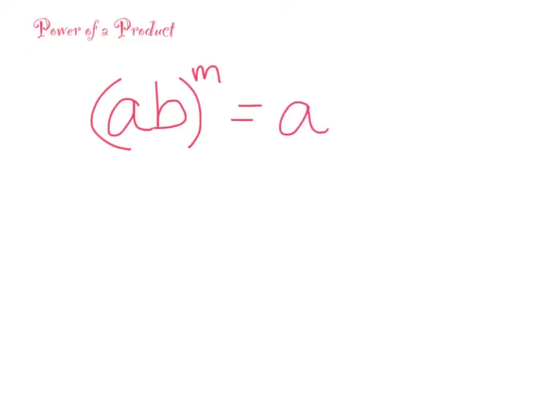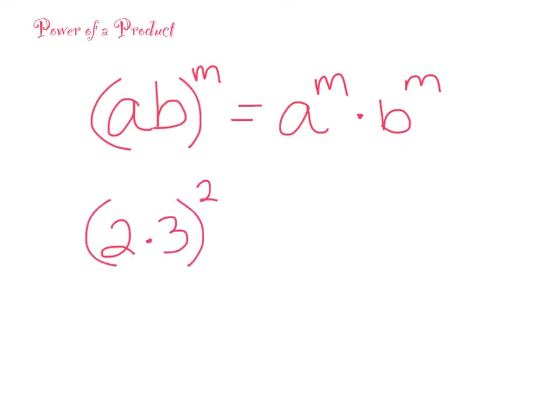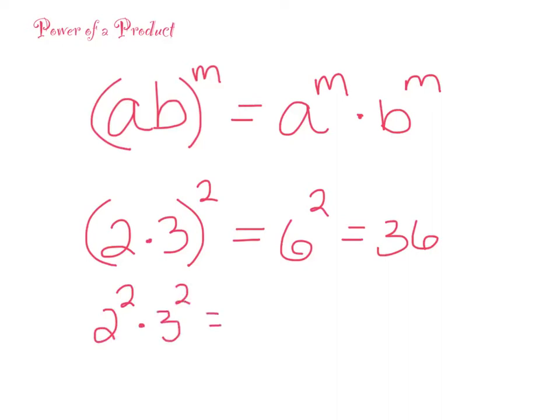Okay, this next one is the power of a product property. If I have a product, two numbers multiplied together, or 3, or however many, and I raise them to a power, I can distribute that power. So this is the same thing as saying a to the m power times b to the m power. For example, if I had 2 times 3 and I raised it all to the second power, that's the same thing as saying 6 to the second power, which is 36. Or if I follow the power rule, I could say 2 squared times 3 squared, which is 4 times 9, which is 36.